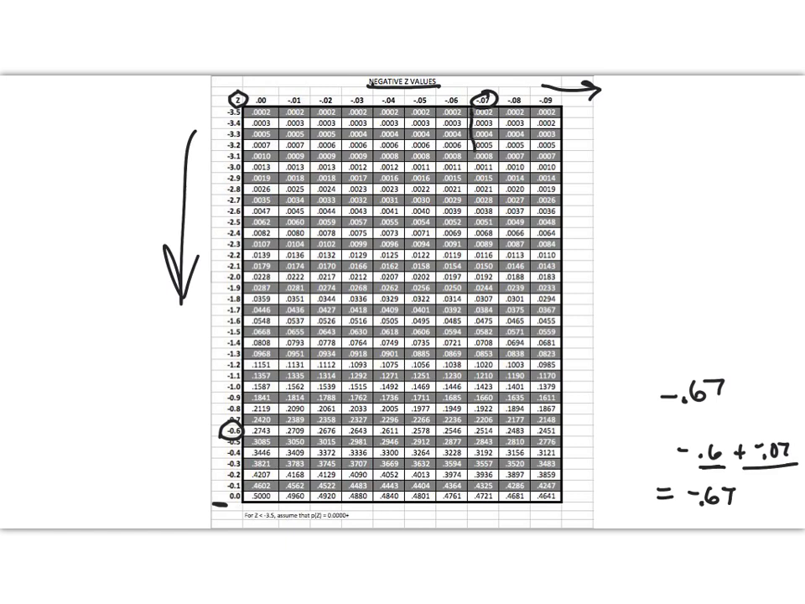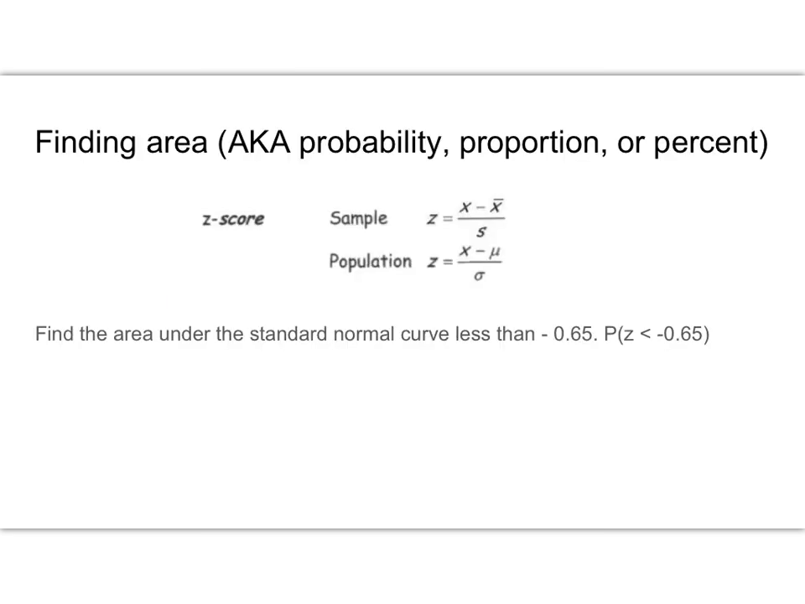And then I need to find out where these two values intersect. So it looks like this is my value, and that's going to be 0.2514. So the proportion of the area of the curve when the z-score is less than negative 0.67 is going to be 0.2514, or 25.14%.